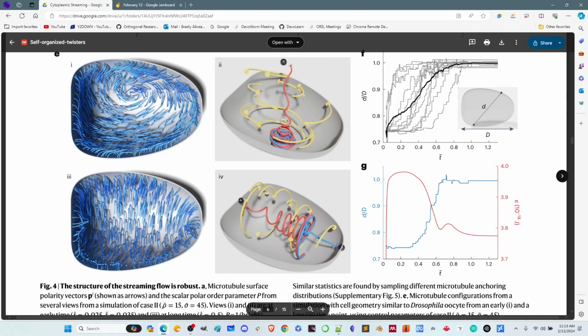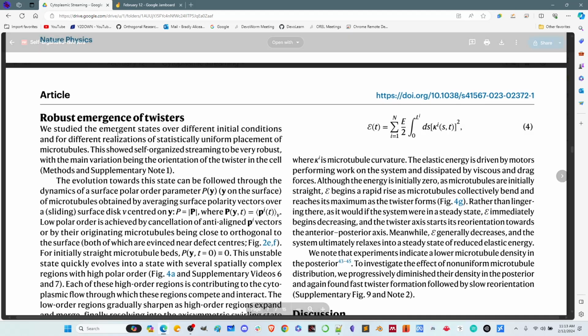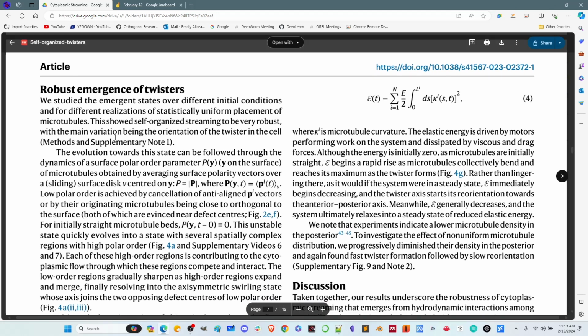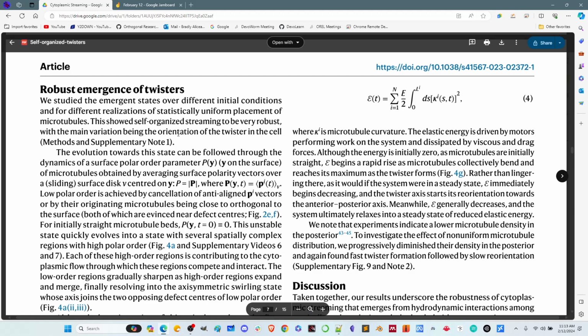And this shows the configurations of the microtubules, kind of how they set up in both the early and the late stage. Twisters have a robust emergence where they have these different emergent states, and they can simulate this using different initial conditions. This showed self-organizing streaming to be very robust, with the main variation being the orientation of the twister of the cell.